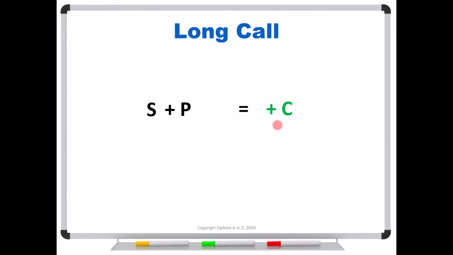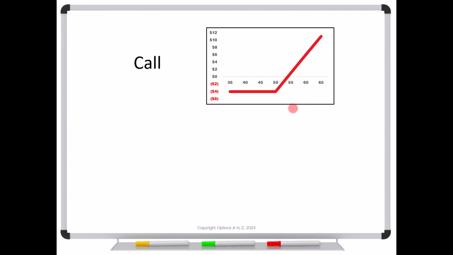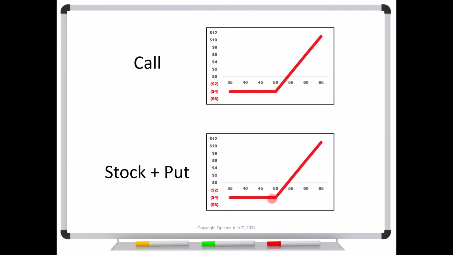The reason they're called synthetics is that they create the same risk graph. Here we're looking at a $50 call option. There's our bend. We have limited risk to the downside and unlimited potential gains. But let's compare it to stock plus put. Look at that, we get a bend at 50. The two risk graphs look exactly the same. So notice that we have created a call option from something else. We've used shares of stock and a put with the same strike as the call, and we get it to behave or act like a long call.